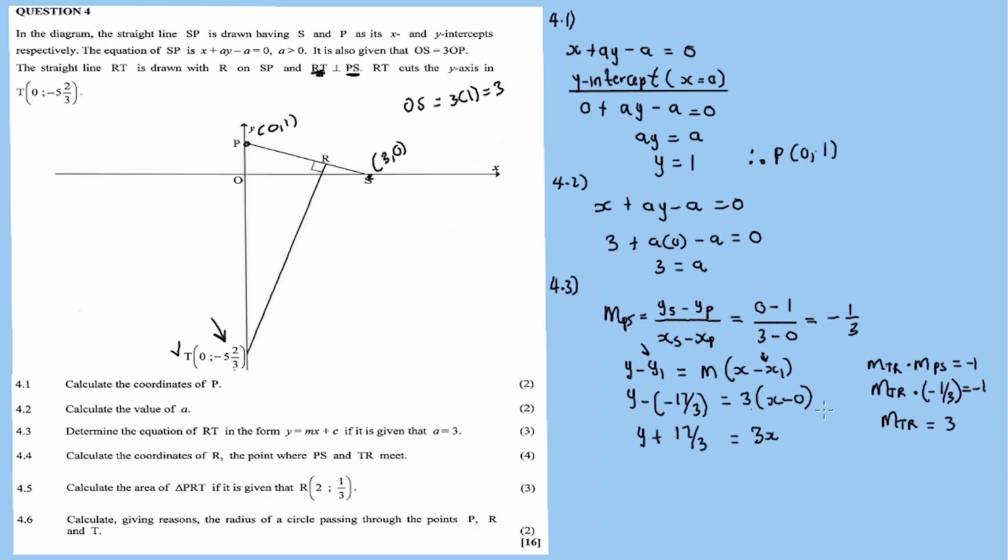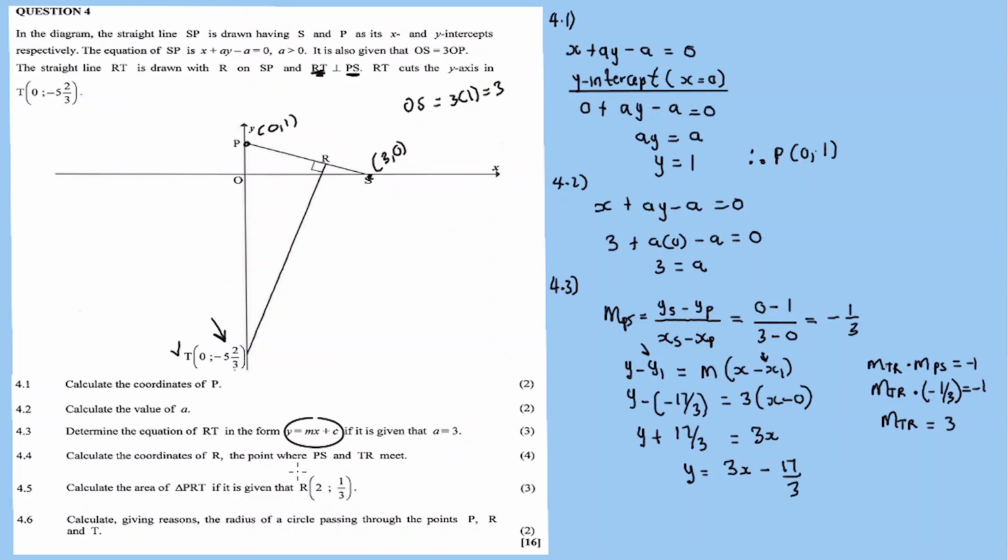And then on the right hand side, after solving the bracket, I get 3x, and on the left hand side I get positive 17 over 3. I remove that bracket and then transpose, and I find that y is equal to 3x minus 17 over 3. Now this one, they said write or express in this form, y equals mx plus c.